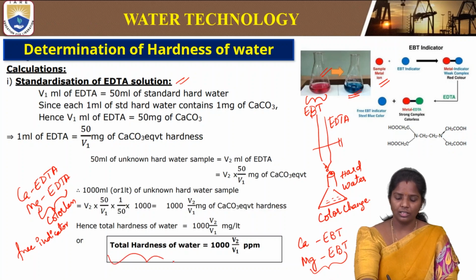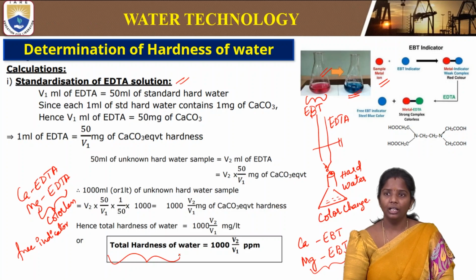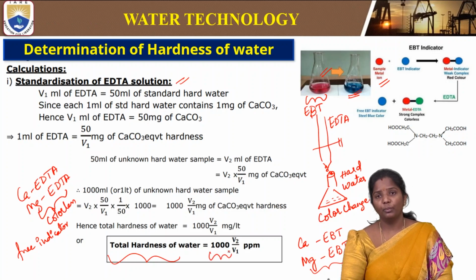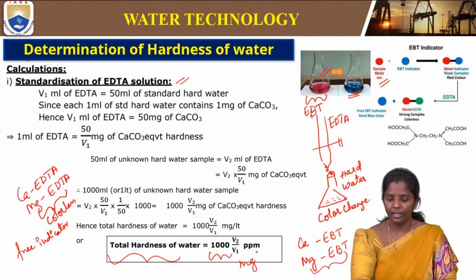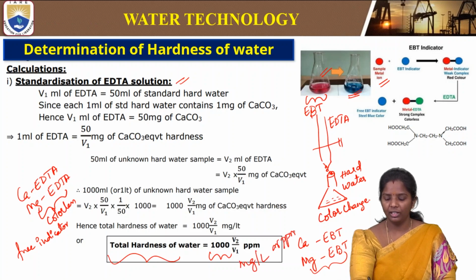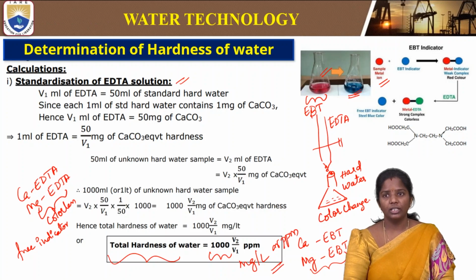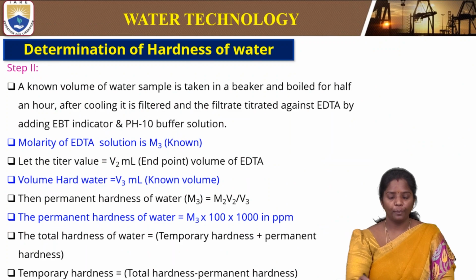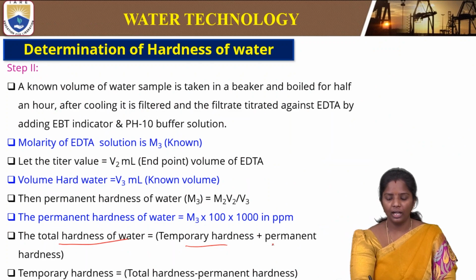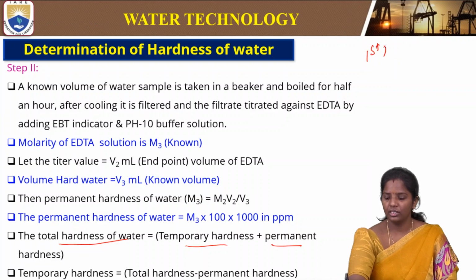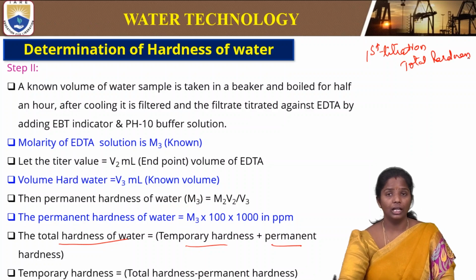So here, total hardness is given in 1000 ml. To report in mg per liter or ppm, we have to multiply the value by 1000. So it is giving the overall total hardness. If we want to find the temporary hardness or the permanent hardness, then we will be titrating the solution again. So the first titration will give the total hardness, whatever is present in that water sample.